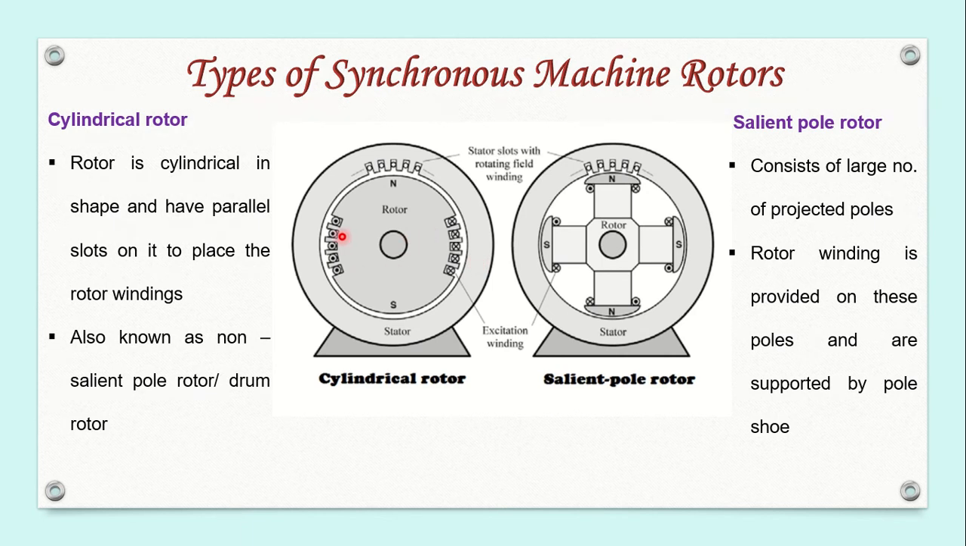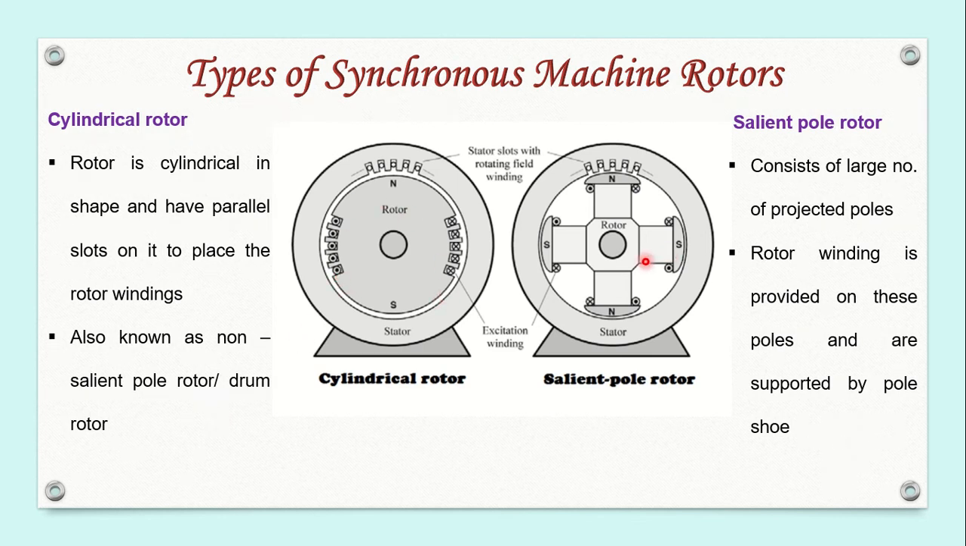In case of cylindrical rotor, the rotor or the field system has a cylindrical shape, a smooth surface. Like in the armature of a DC machine, the rotor of a cylindrical rotor machine will have parallel slots, and the rotor windings or the field windings are accommodated in these parallel slots. The unslotted portion of the rotor acts as the poles. The cylindrical rotor machines are also known as non-salient pole or drum rotor machines.